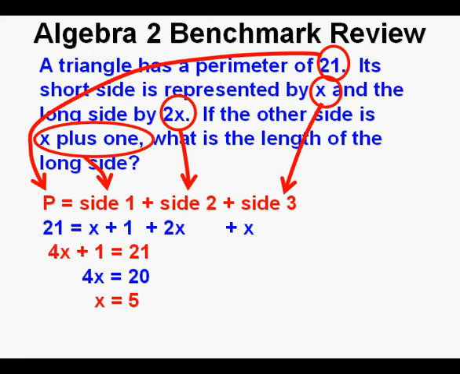So is 5 our answer? No, it's an intermediate answer because x is the short side, so the test writer will try to trick you with that intermediate answer choice. The long side is 2 times x, or 2 times 5, or 10.